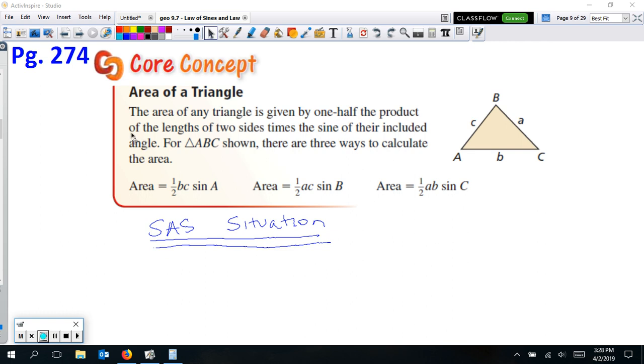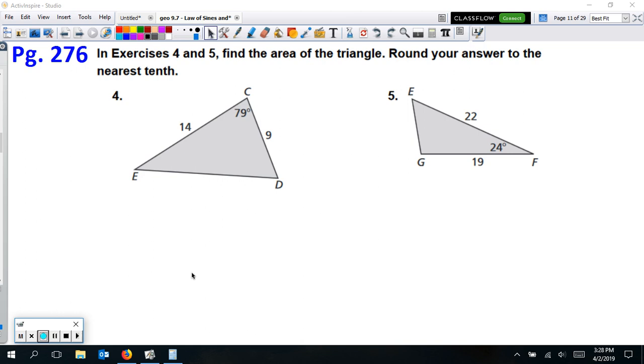So let's go ahead and try a couple now on our extra practice. Numbers 4 and 5 say find the area of the triangle, round your answer to the nearest tenth, 1 decimal place. On number 4 we have 14 and 9. The included angle here is angle C. So we're going to write out that formula. A equals 1/2 times the 2 side numbers, 14 times 9, times the sine of the 79 degrees. And that's all it is.